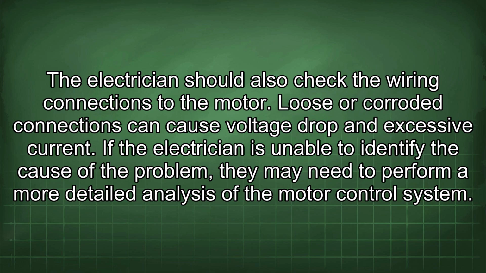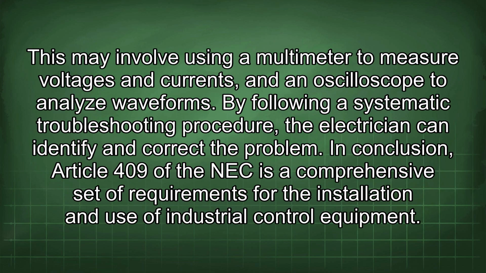If the electrician is unable to identify the cause of the problem, they may need to perform a more detailed analysis of the motor control system. This may involve using a multimeter to measure voltages and currents, and an oscilloscope to analyze waveforms. By following a systematic troubleshooting procedure, the electrician can identify and correct the problem.